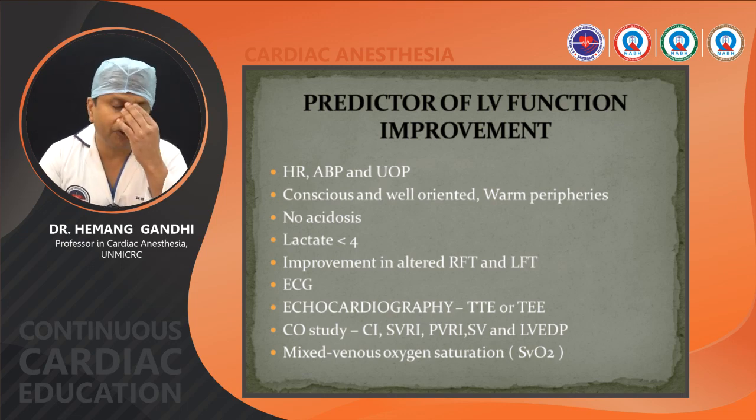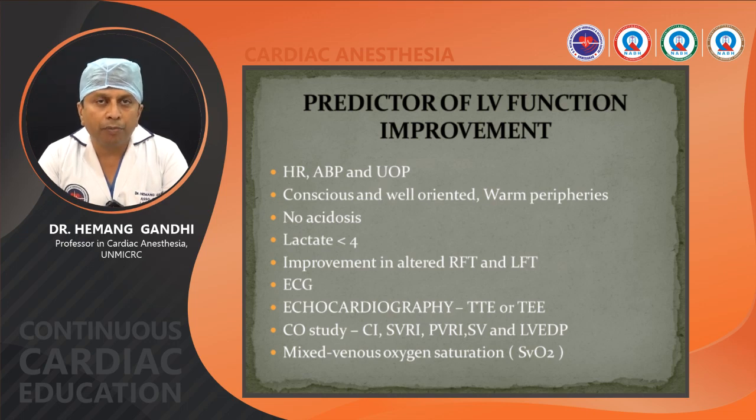When you are planning the preoperative assessment and preoperative management for patients with severe LV dysfunction, these are the factors which predict the outcome of the patient in the postoperative period. They are the heart rate, arterial blood pressure, urine output, consciousness and a well-oriented patient in the preoperative period, warm peripheries, no acidosis, lactate less than 4, and improvement in altered RFT and LFT if the patient already has them, which should improve with treatment. ECG should be normal with normal sinus rhythm and rate.